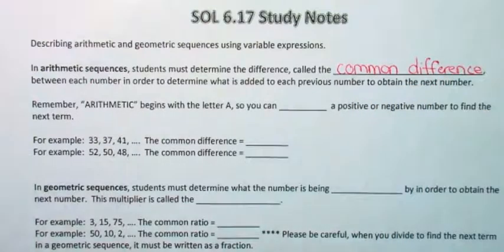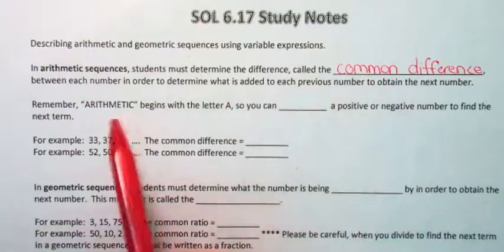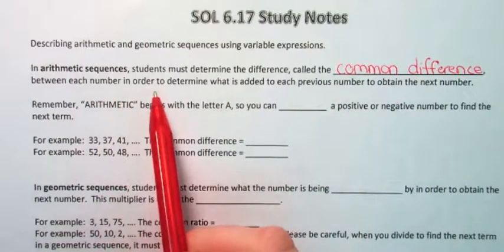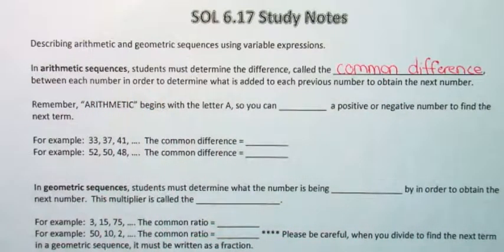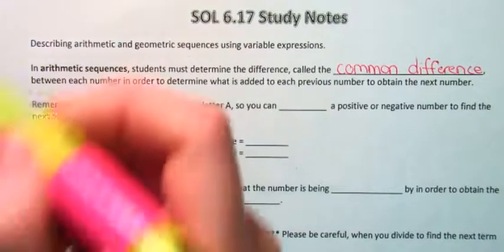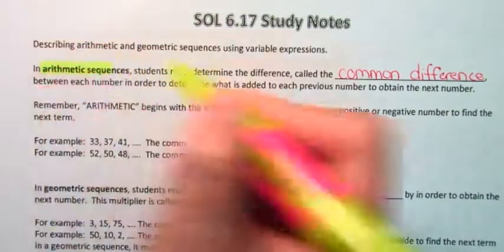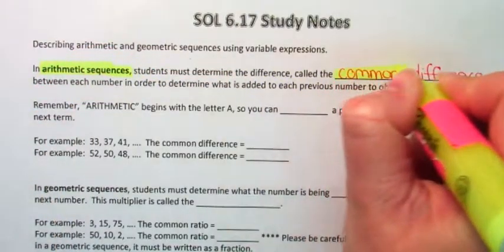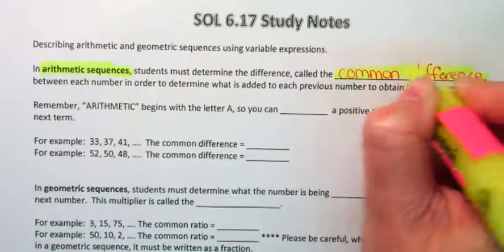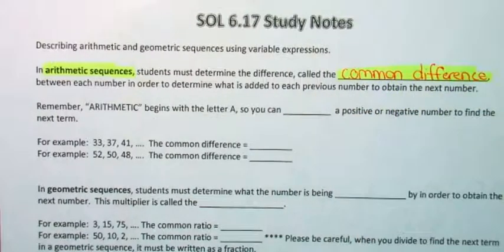So in an arithmetic sequence, we have this common difference between every number. Basically, whatever you're adding is called the common difference. So I want to go ahead and highlight that. Arithmetic and common difference go together. So arithmetic and common difference.